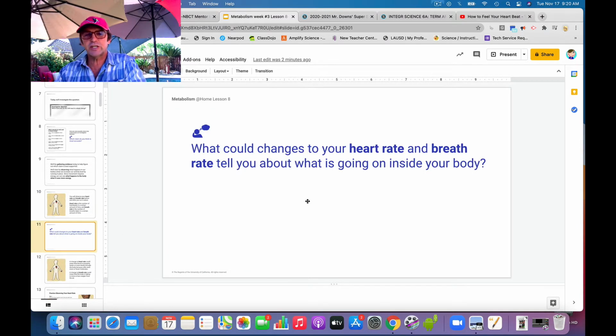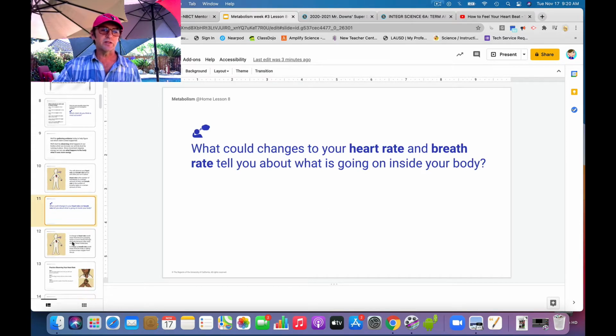What could changes to your heart rate and breath rate tell you about what is going on inside your body? So we don't need to answer that here. Let's just share on Zoom. If you're in class, or watching this on video, just think about it for a second. What could changes to your heart rate, higher or lower, or breath rate, breathing faster or slower, tell you about what's going on in your body? Think about that for a second. Okay? And then let's get to our experiment.